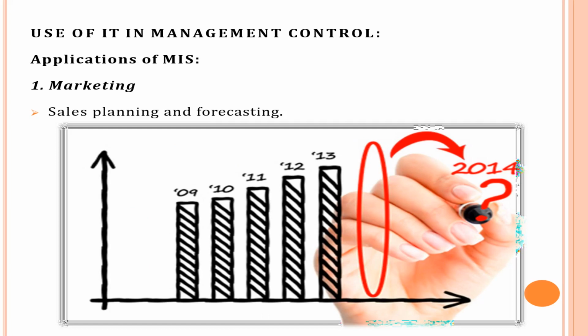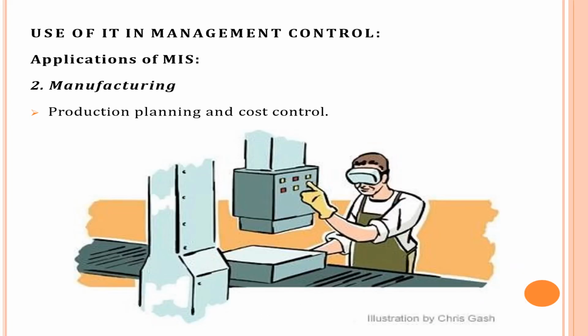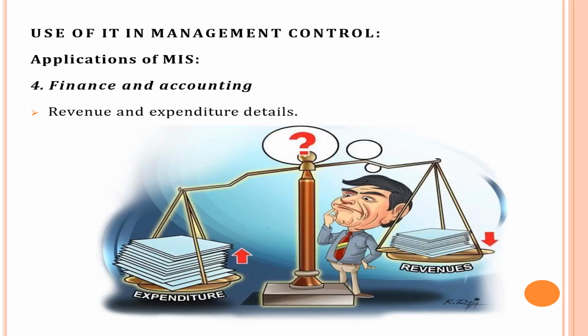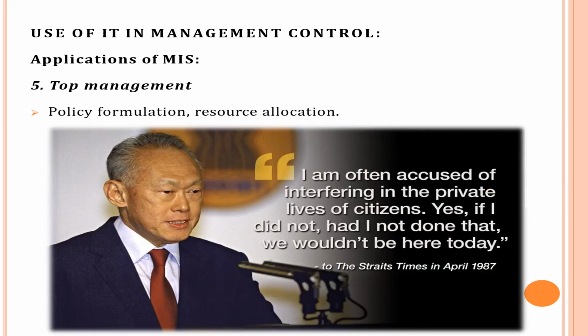Application here represents marketing. Already we have discussed sales, forecast, then manufacturing, planning and cost control, then logistics, inventory control, finance and accounting, revenue and expenditure details maintained by management. So like next one is top management. They are also using this MIS for policy formation and resource allocation.